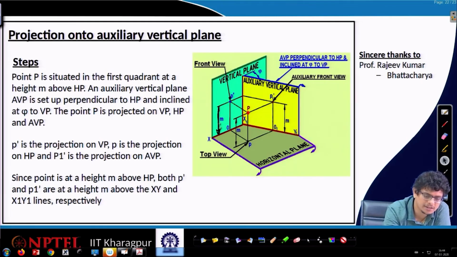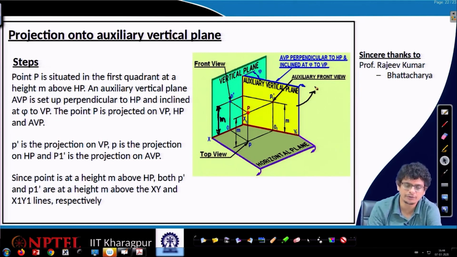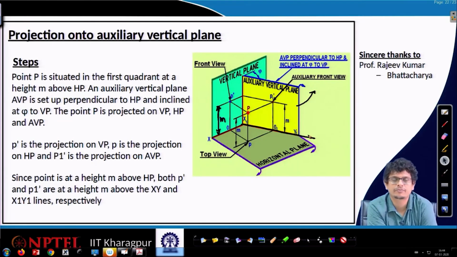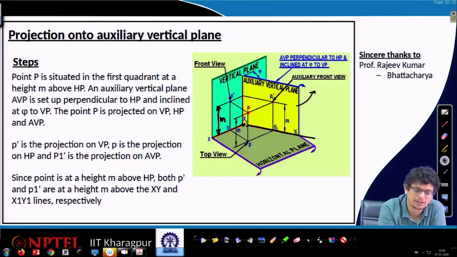On VP we will see that is M, and on the auxiliary front view we will see this is the plane. If we are rotating it, then that becomes the front view. Rotate it in that direction, then we will see that as the frontal view of this auxiliary plane. And we rotate that about this axis x1 y1. So, fix this x1 point and rotate it so that we will be in a position to see that. The other way is to look at it in 3 dimensions.